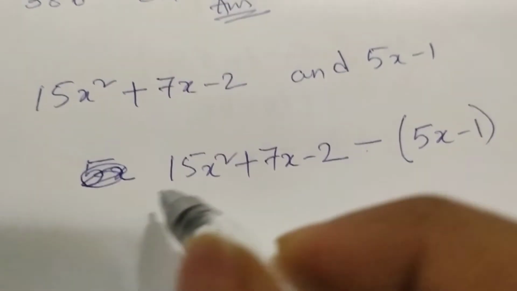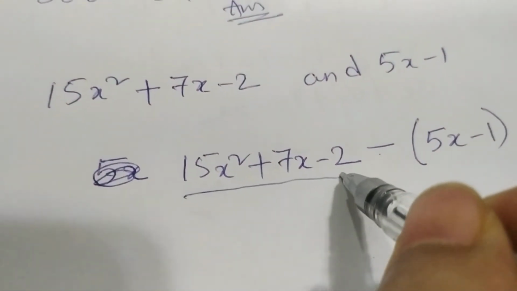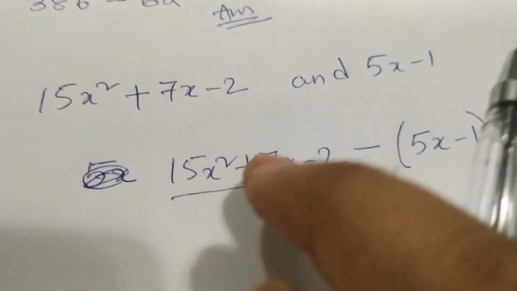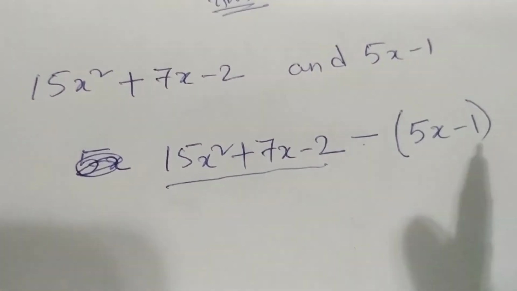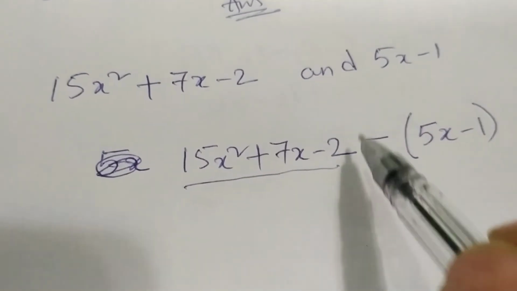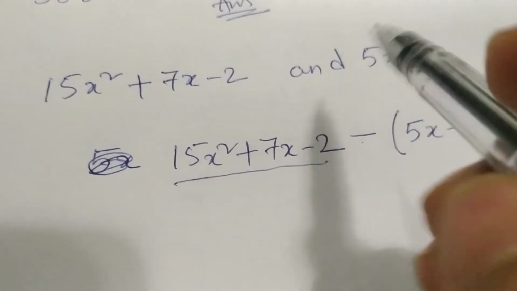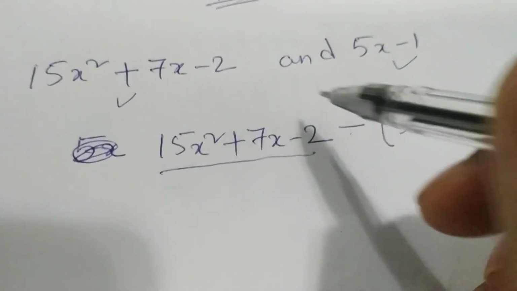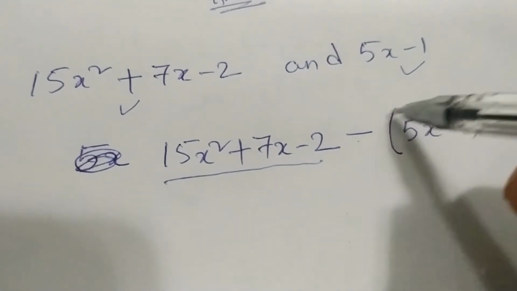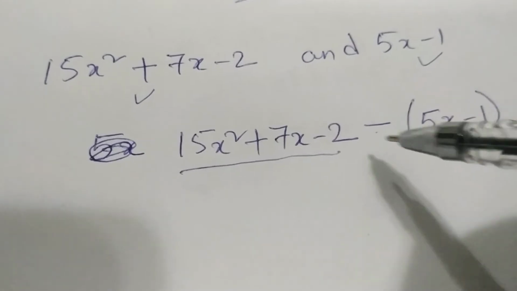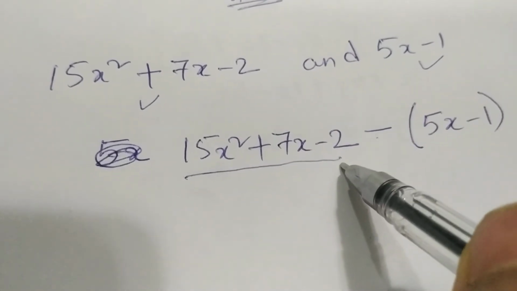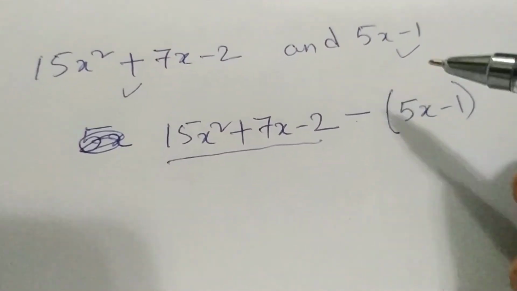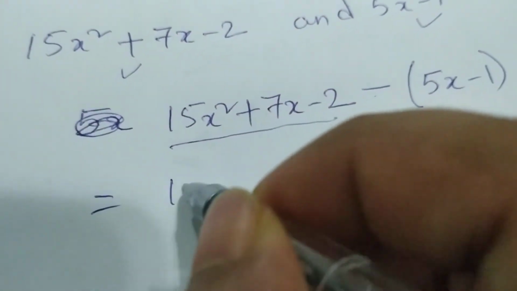Okay, so this is my first expression. So I am subtracting the second expression from the first expression. That's the question. So this is the first expression, this is the second expression. Subtract the second expression from the first expression. So this is actually the first expression, this is the second expression, and this minus sign is for subtraction. Okay, so this is very easy.